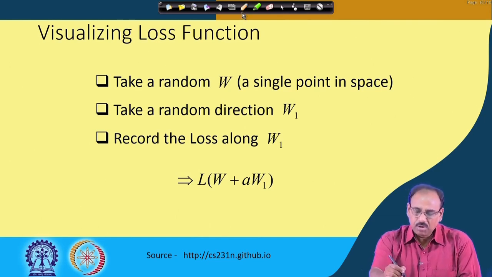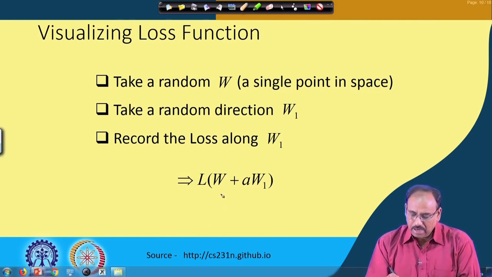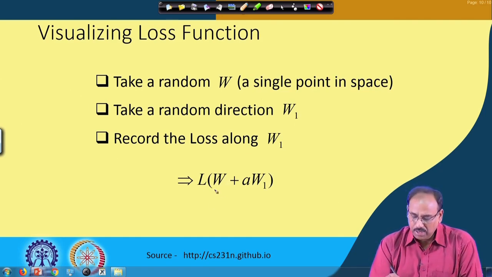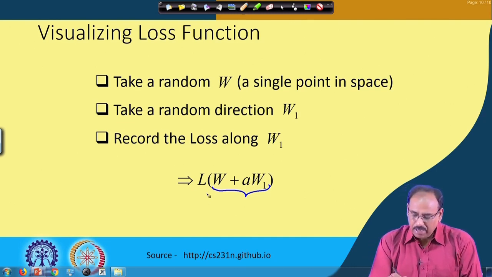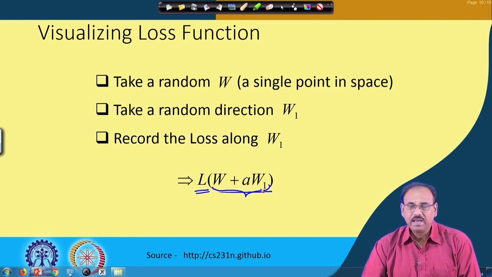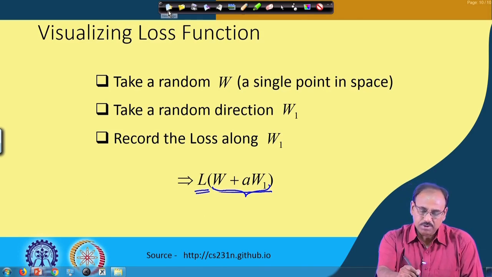Effectively, every point in the direction of W1 passing through W is represented by the expression W plus A times W1, where A indicates the position of the point on the line W1 passing through W. And we are taking the loss function L at those different points. By varying A, I get different points, and you take the loss function at all those different points.